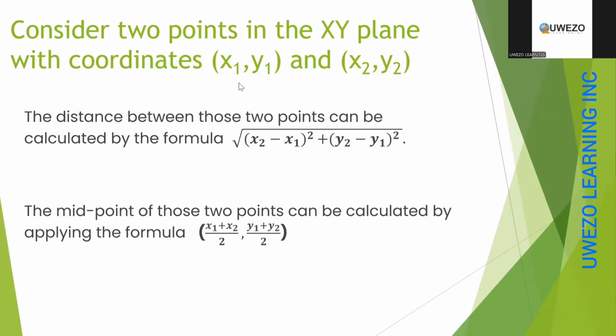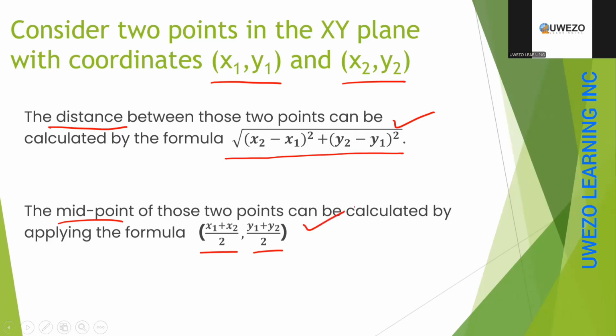When coordinates of 2 points present in the xy plane are given to us, we can calculate the distance between those 2 points by applying the formula square root of (x2 minus x1) whole squared plus (y2 minus y1) whole squared. Also, by averaging the x coordinates and y coordinates, we can find the midpoint of those 2 points. These are the two fundamental formulas which we need to remember for coordinate geometry.